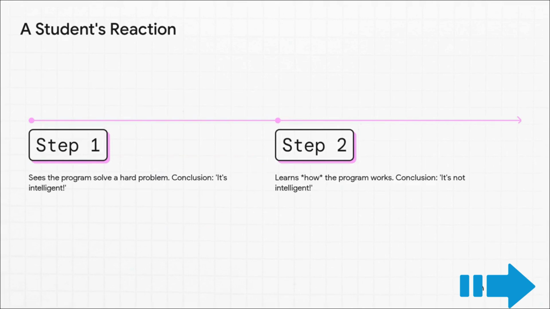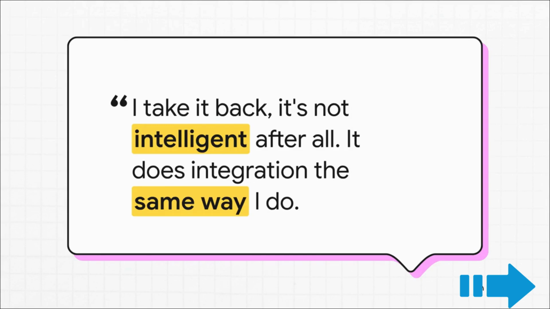And there's this perfect little anecdote from the time that captures this. A student is shown Slagle's program just effortlessly crushing these difficult problems. His first reaction? Wow, okay, maybe computers can be intelligent. But then, the professor explains exactly how the program works, just like we've done here. And after learning how the magic trick was done, the student completely reversed his opinion. His final conclusion? I take it back. It's not intelligent after all. It does integration the same way I do. I mean, that's the punchline, right? The moment the process looked like his own, the magic was just gone.